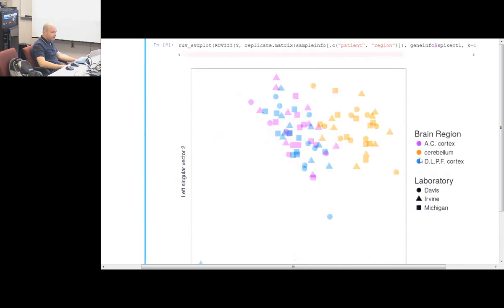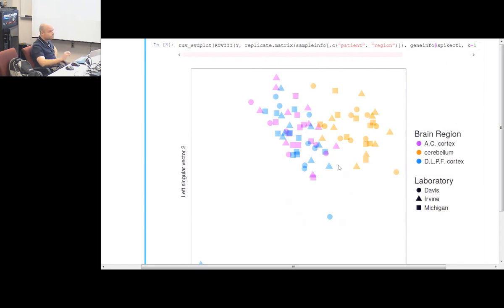And then as a preview, here is a normalized version that I'll get to later in the talk that's been normalized using one of the RUV approaches. And here we see that the batch effects are gone, and we also have a nice clustering by brain region. So we've got all of the cerebellum here and all of the cortex.